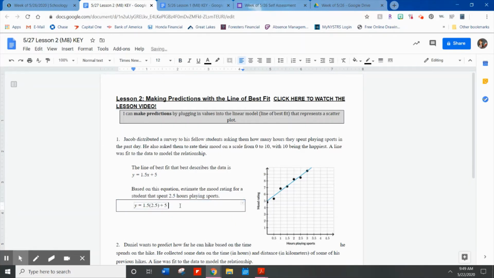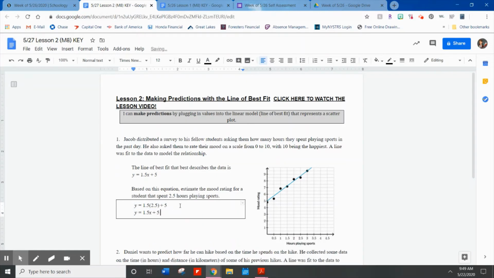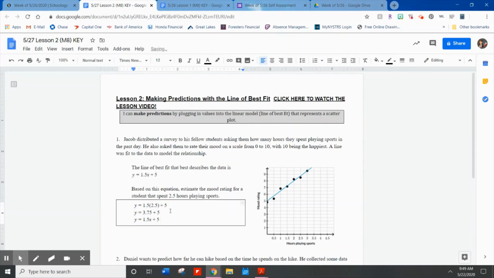And that's all. We're solving this now. I'm copying and pasting, by the way. It's just so much easier to work with. So 1.5 times 2.5, you can do that on your own. We get 3.75. And then we have to add 5 to that. And we get 8.75.